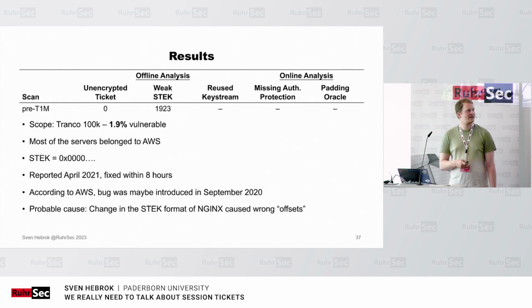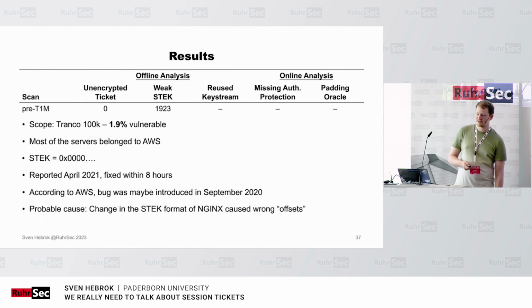According to AWS, this might have been introduced back in September 2020, so this has gone unnoticed for maybe half a year, maybe longer, maybe not. We don't know, they don't know, because how would you know if these bugs happen silently? And the probable cause is that Nginx changed the memory format internally, and because some library didn't know of that, it could be that they've written the memory wrong. So these bugs can happen in the wild, and they go unnoticed for a while.